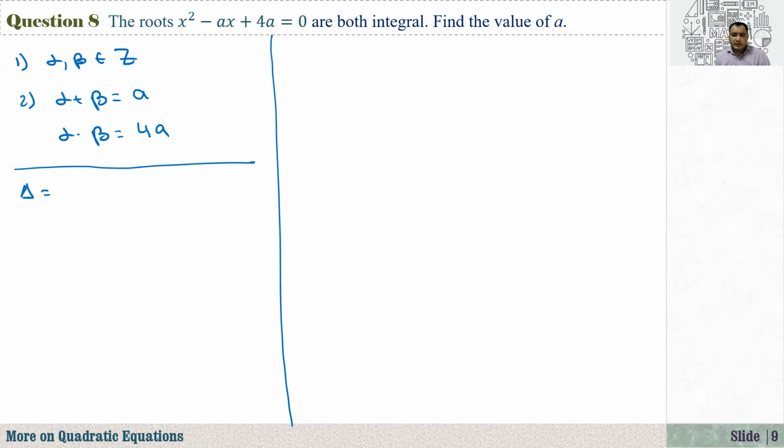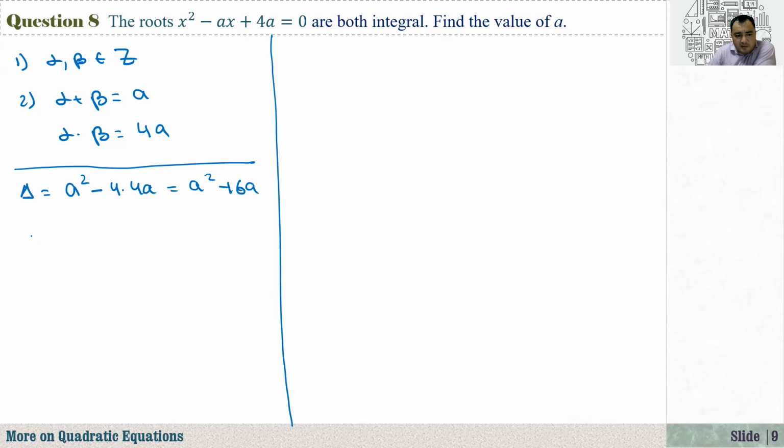If it is equal to 0, it has two repeated roots, they are equal. If it is greater than 0, then two distinct real roots. So what is the discriminant here? It is b squared, that's a squared minus 4 times 4a, which is equal to a squared minus 16a.